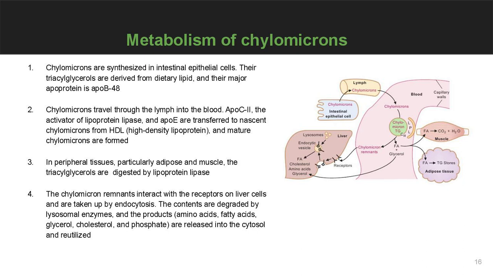In peripheral tissues, particularly adipose tissue and muscles, the triacylglycerols are digested by lipoprotein lipase and transported into these organs as free fatty acids. The chylomicron remnants interact with receptors on the liver cells and are taken up by endocytosis and reused to produce other components for transport forms of lipids.